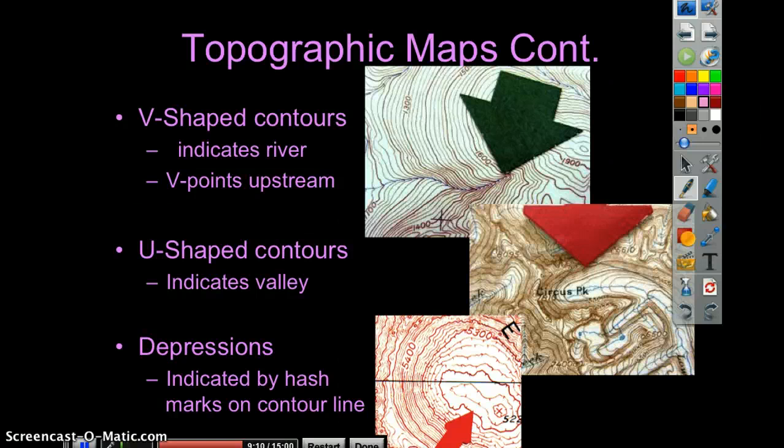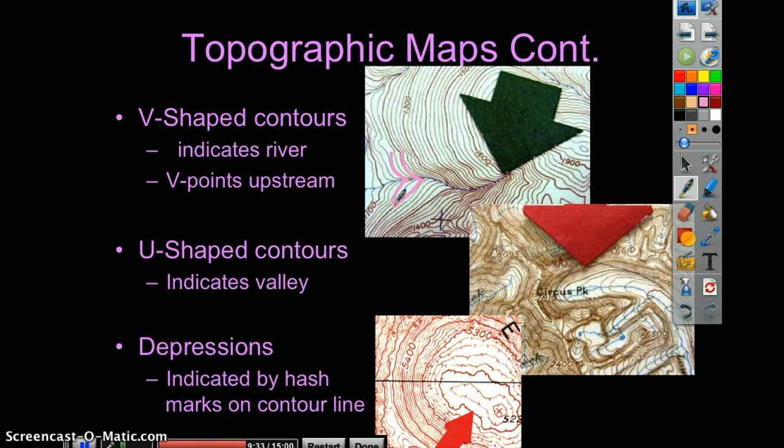And here we have 3 more definitions. V-shaped contours. This is the V-shape. Here you can see by this giant green arrow that this is the V. These are contour lines that form a V. And I can follow several, and you can see that it's a V.